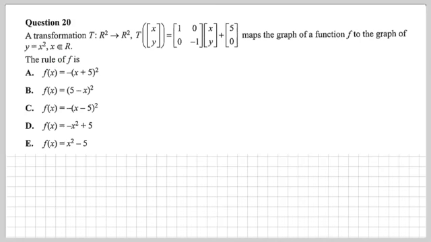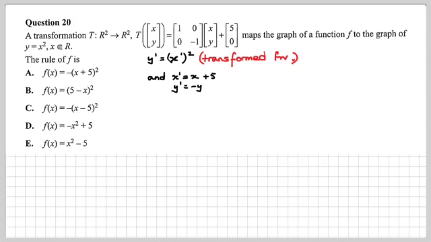Now, pay attention, watch this. This is how I do them, and it just saves the day. For the transformed function, I always use dashes. So y dashed equals x dashed squared. That is the transformed function, hence the dashes. Now, let's just unravel that algorithm there. We've got x dashed up here is 1x plus no y plus 5, and we've got y dashed is no x minus y plus nothing. Now, that is the key to everything.